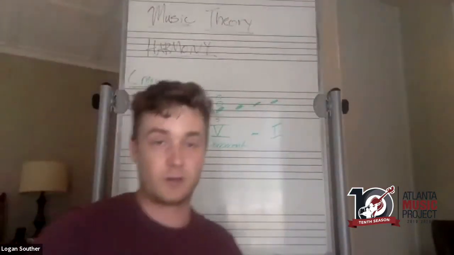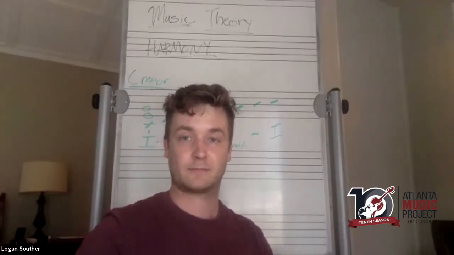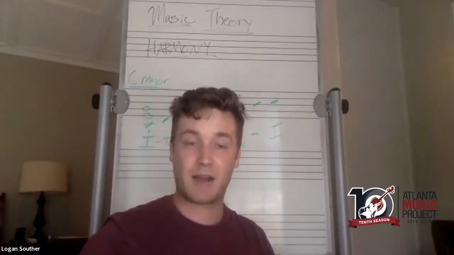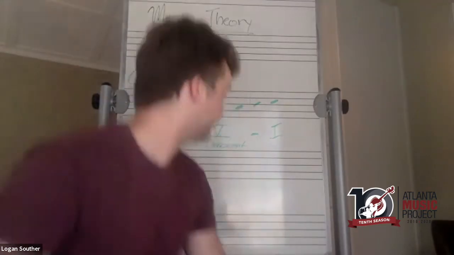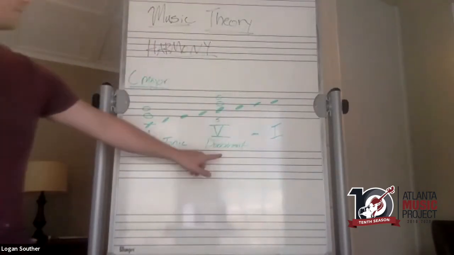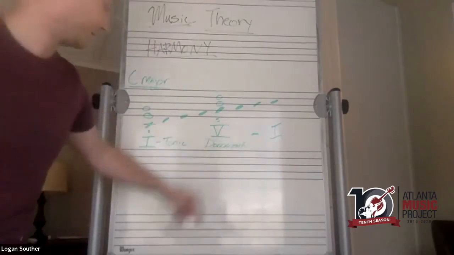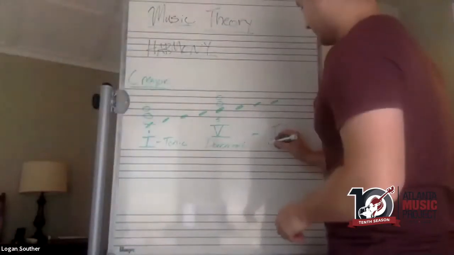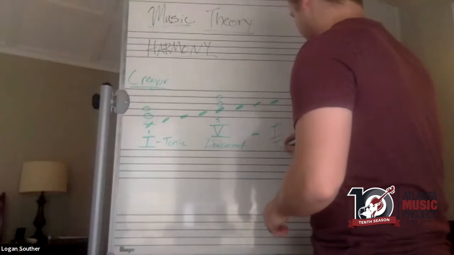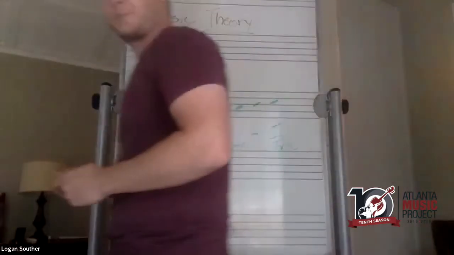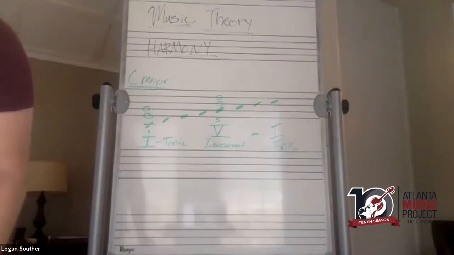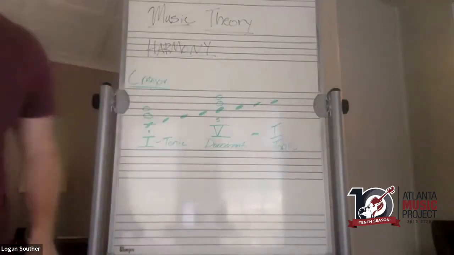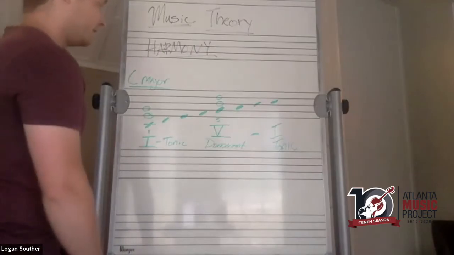Is that clear so far? Clear as mud, as they say? So here's 1, 5, back to 1. 1, 5, 1. Tonic, dominant, and the dominant, after you play that, it always wants to go back to the tonic. All right, let me know if we have any questions, please. All right, so here's tonic, dominant, tonic.